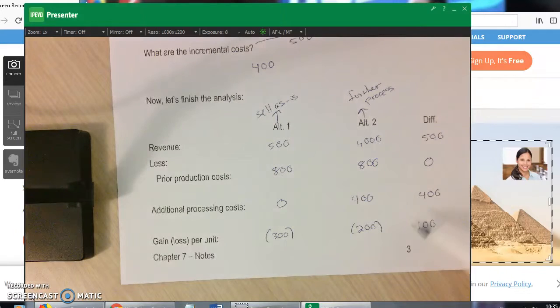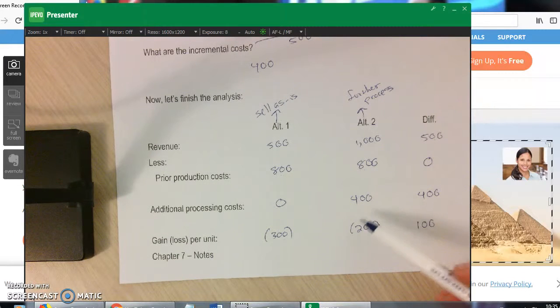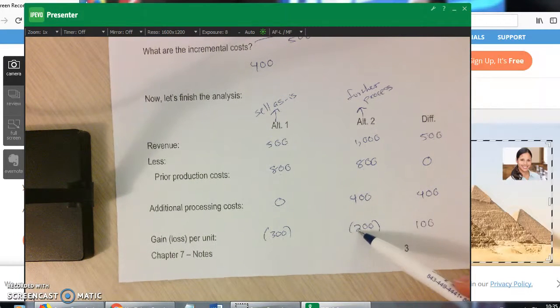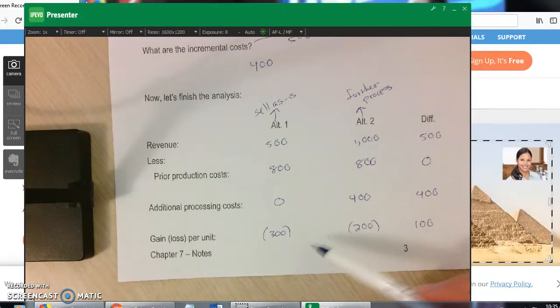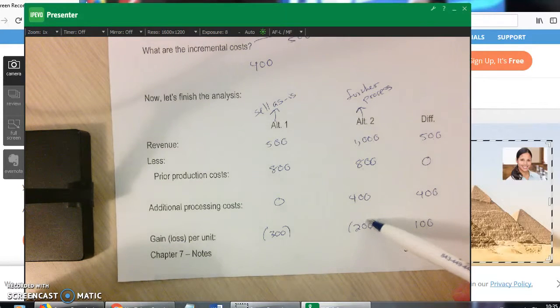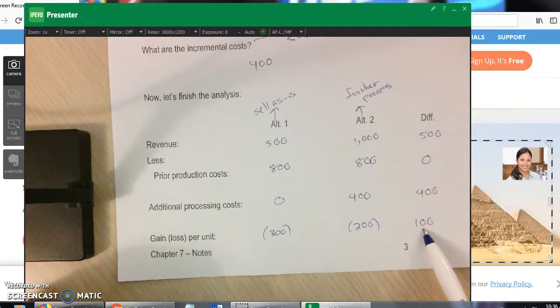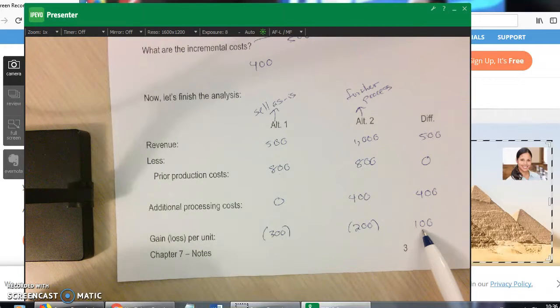And why is that? Well, we lose less money. In either situation, we're going to lose money, $200 per computer or $300 per computer. We would rather only lose $200 per computer rather than $300. And so what we would choose to do is to go ahead and further process it. And by doing that, we earn an incremental profit of $100 for each computer.